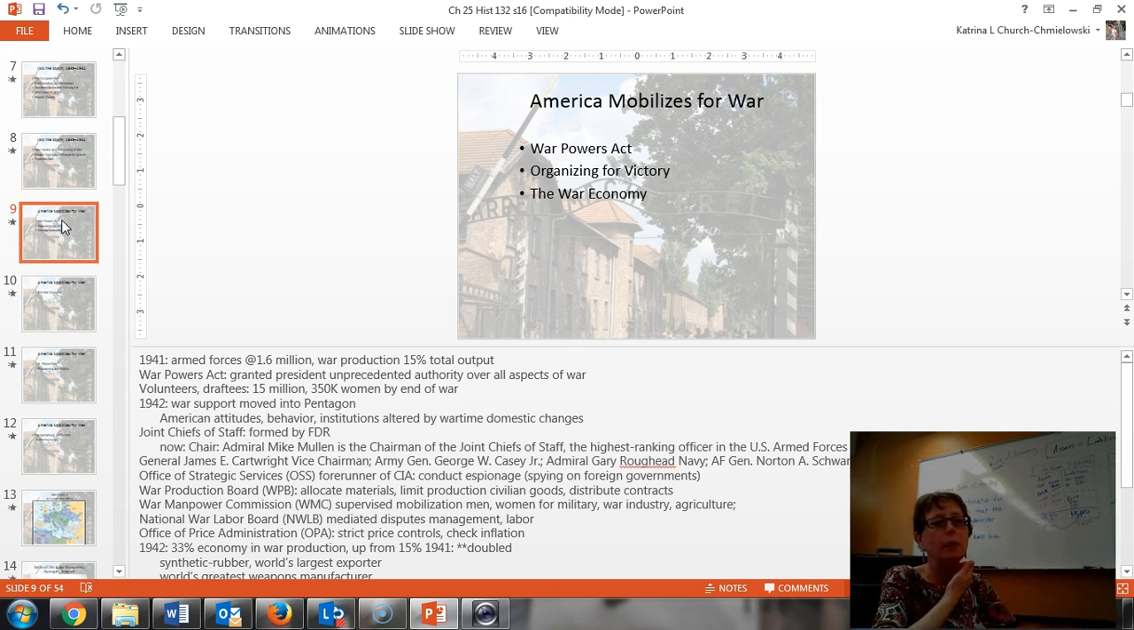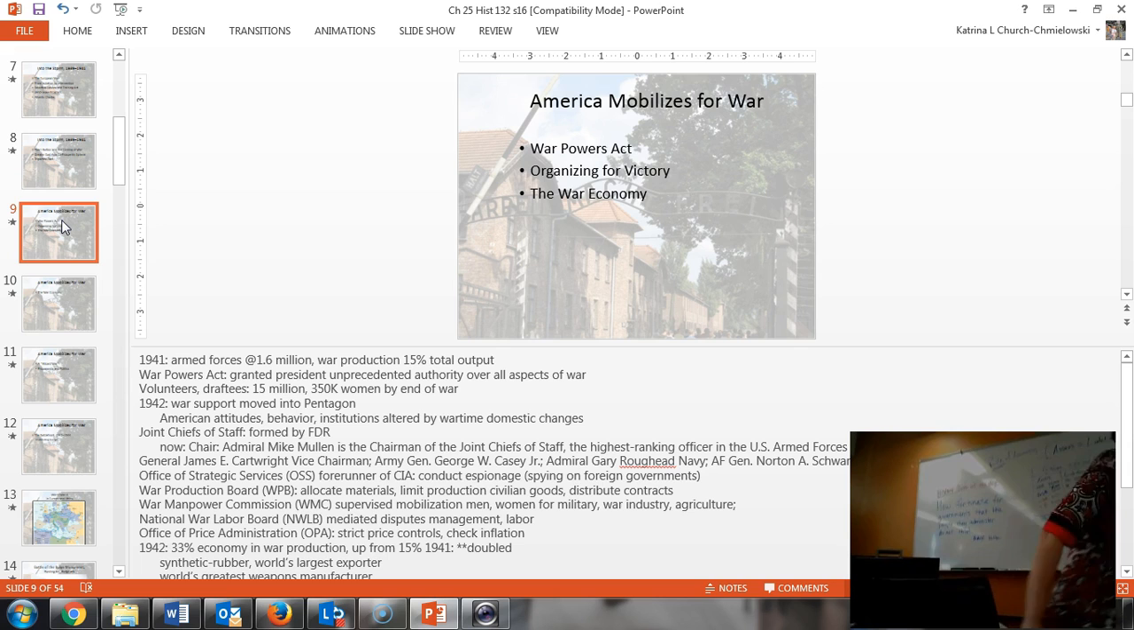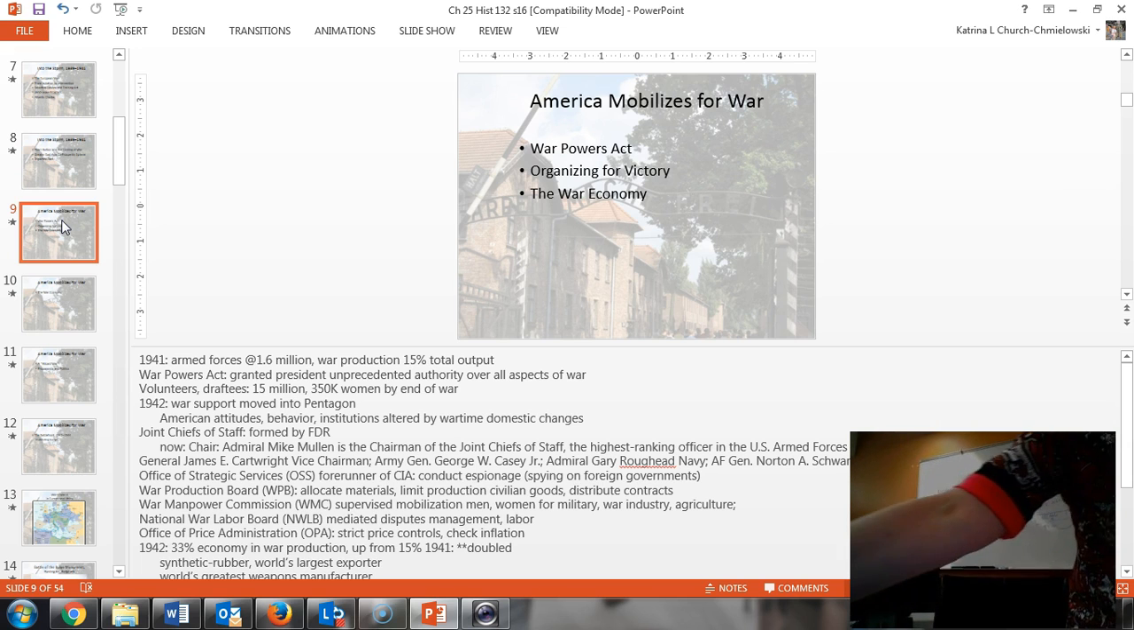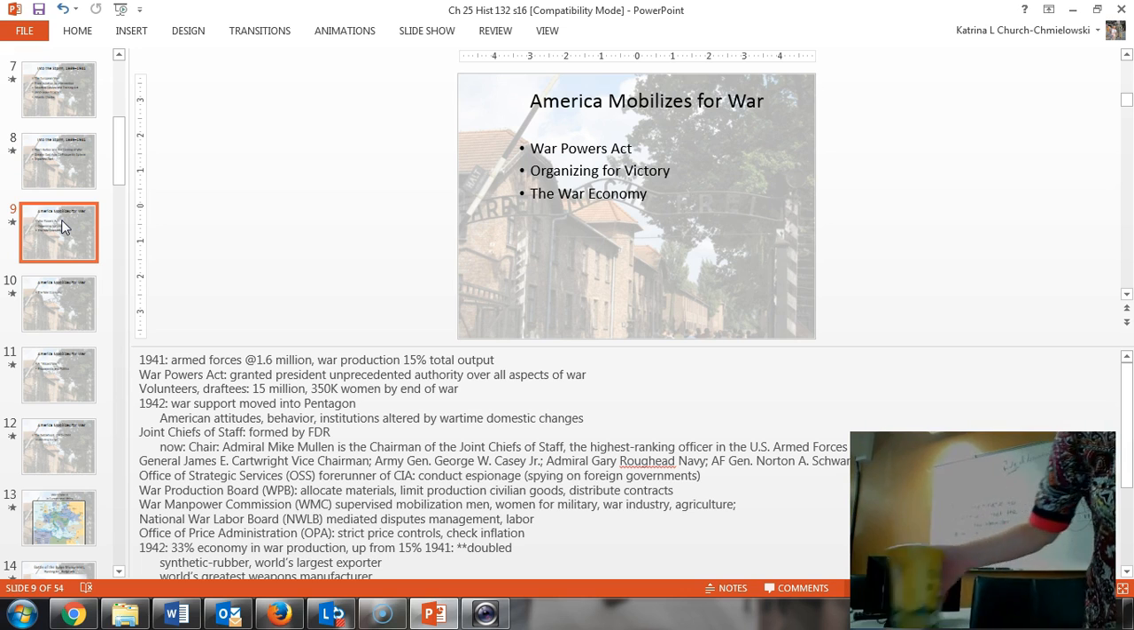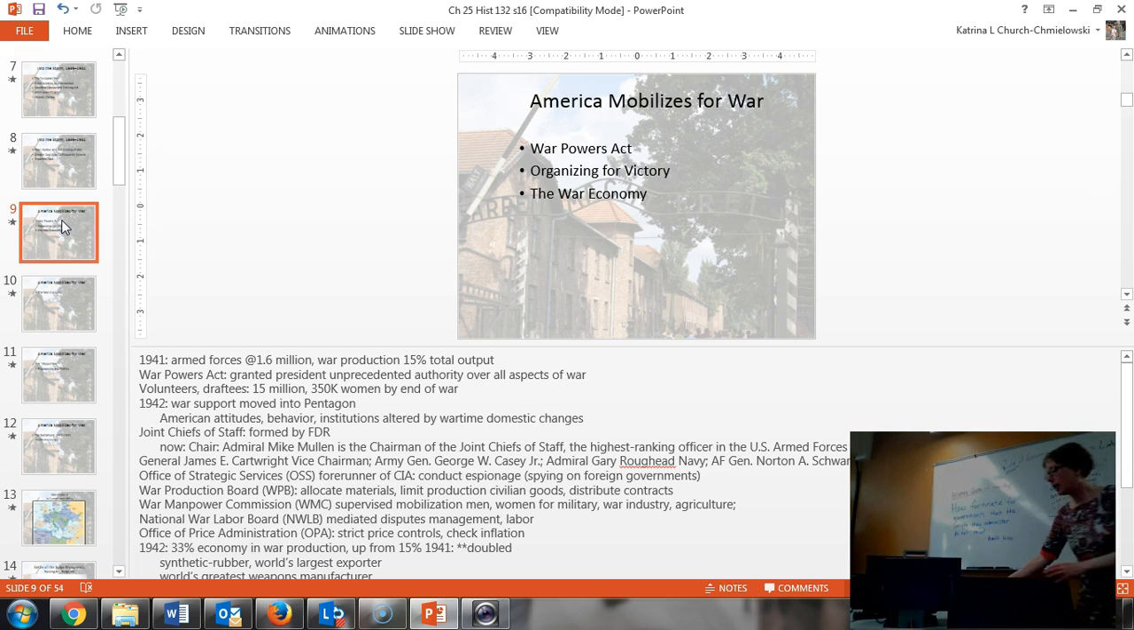Right? The War Powers Act granted the president unprecedented authority over all aspects of war. Okay, so what they're doing, they're working to support the war. And in order to do that, in what they are thinking to win this war, they need to do whatever it takes to win this war. Am I right? Would you agree?